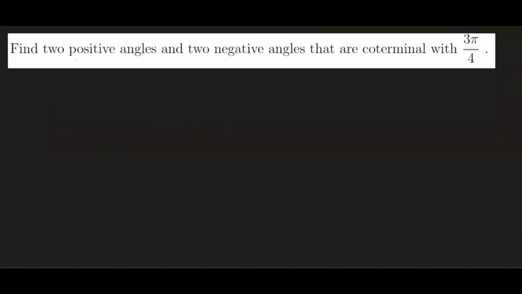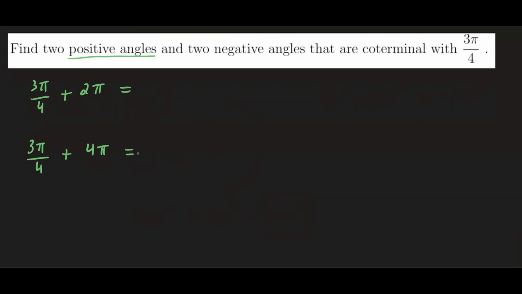So for the positive angle, we're going to take 3 pi over 4 plus 2 pi. That's the first one. And then for the second one, we're going to add 3 pi over 4 plus 2 cycles of 2 pi, so that's 4 pi. So those are the two coterminal angles that are positive.